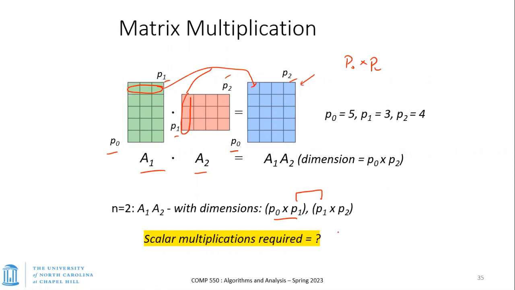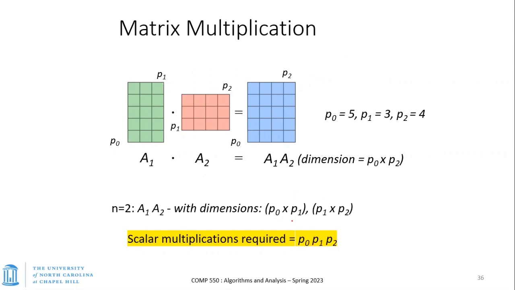Yeah. It's going to be simply P0 times P1 times P2, simply because P0 times P2 is the size of the final matrix, and to calculate each element requires P1 multiplications. There's a whole bunch of additions as well, but we're not counting the additions. So that's the number of scalar multiplications required to do a single matrix multiplication.